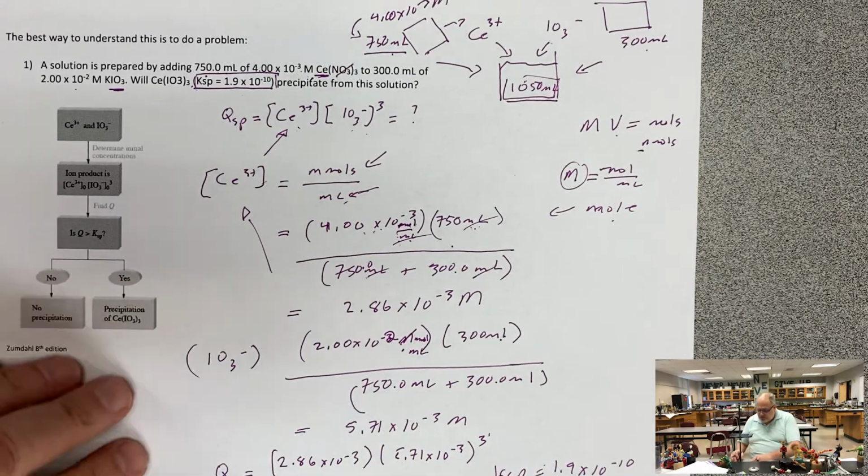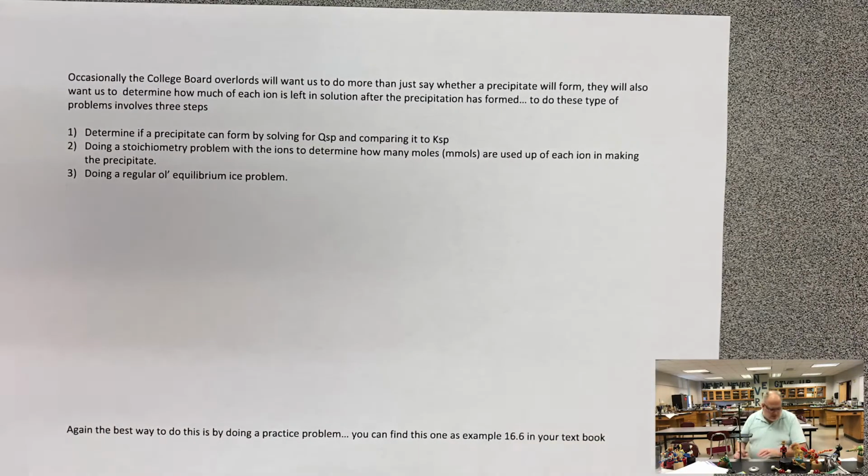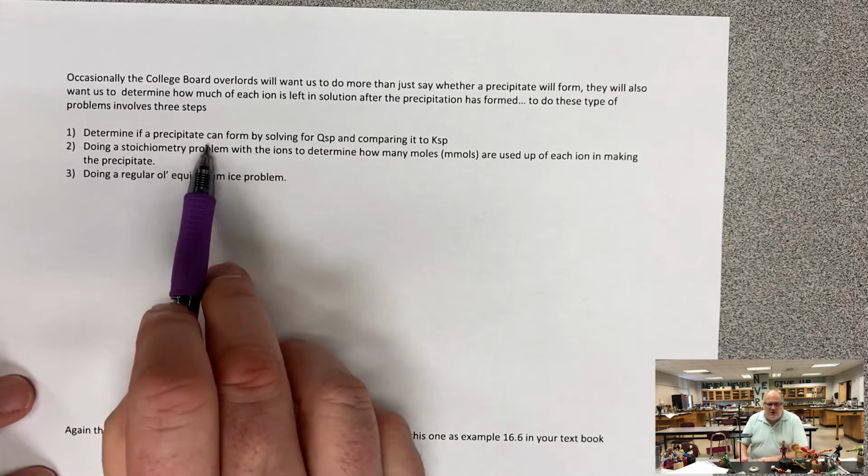Okay. Now, what they also like doing is giving us problems where they say, tell us that a precipitate forms, but also on top of that, tell us how much of the ion is going to be left over. So what we're going to do is actually solve a problem to work the same thing out. But there are 3 steps, and I've jotted them down in your notes here so you're aware of it.